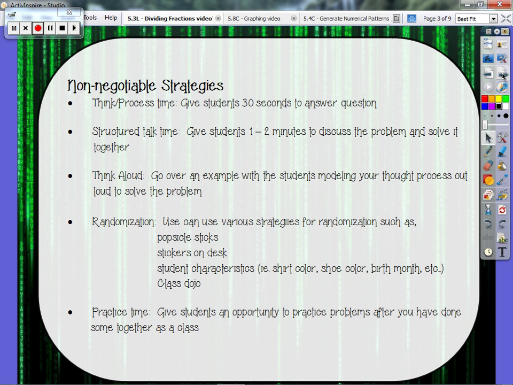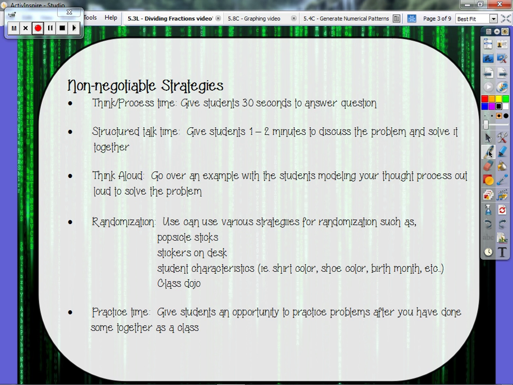Now, before we begin, there are some non-negotiable strategies that you need to be aware of when working with the students and planning for your lessons. These are just a few of the non-negotiable strategies, and they are the think, process time. Make sure that you're giving students time to answer the questions. Make sure that you're giving them structured talk time. With structured talk time, you want to give students about 1 or 2 minutes just to discuss a problem so that they're able to solve it together.